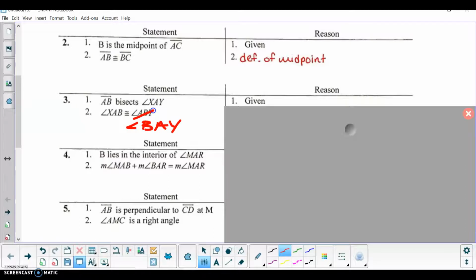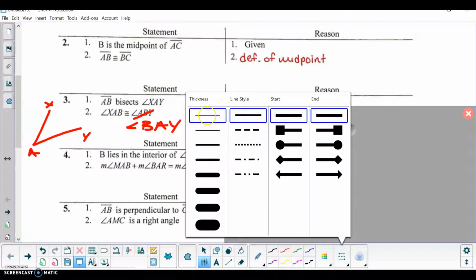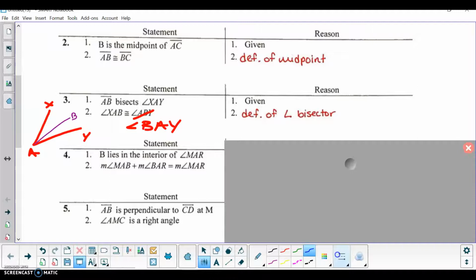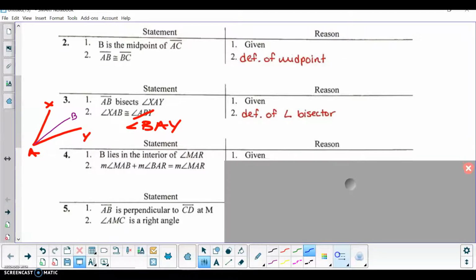And if you have a picture, we have X, A, and Y. And if you have this angle bisector, AB, angle XAB is congruent to angle BAY. So what was that one? Angle bisector. The definition of angle bisector. Next one.